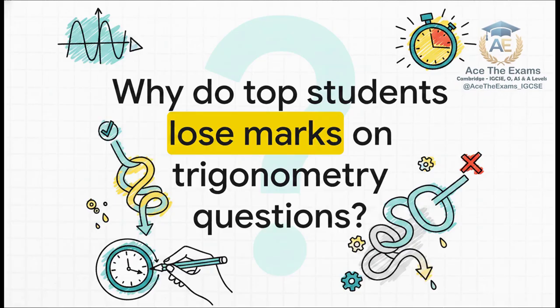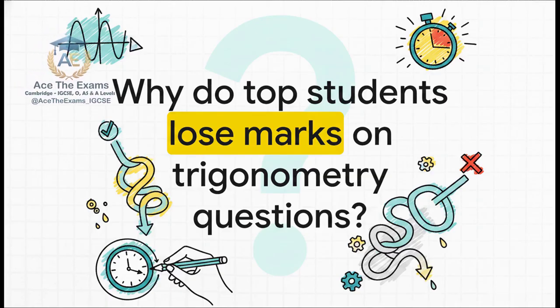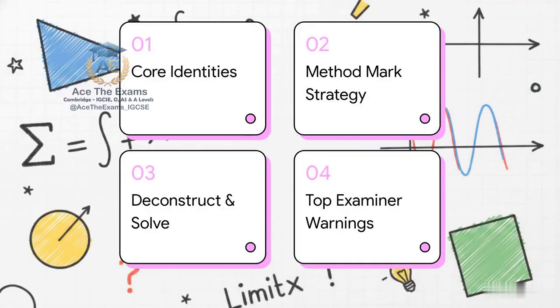It's a race. Every single minute you waste wrestling with a suboptimal algebraic path or misinterpreting a Cambridge command word is a minute stolen from a heavier, high-tariff question at the very end of the paper. That causes an immediate drop in your grade potential. Today, we're going straight into the code to patch those exact performance leaks. Okay, let's dive into this.